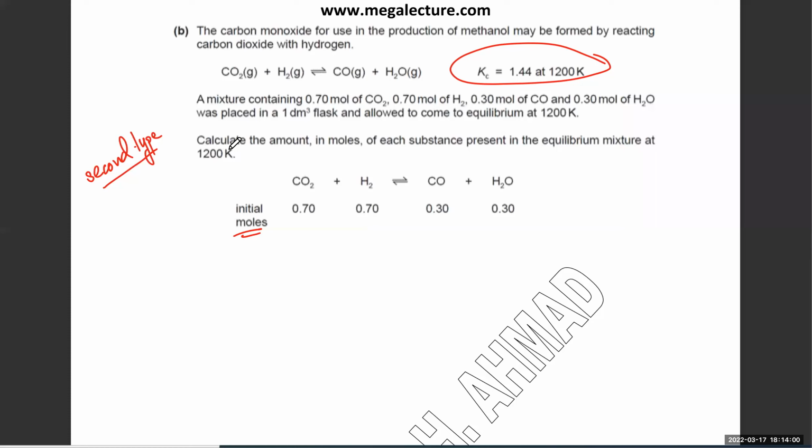Ki, wo jab temperature keh raha na, ki is temperature pe calculate karo, to are you using the correct Kc? Sometimes in questions, they'll give you multiple Kc values at different temperatures. So just temperature ki wo baat kar raha na, make sure ye wohi wala Kc hai ki nahi, kyunki Kc is going to vary with temperature. Theek hai? So make sure you be careful about that, theek hai?